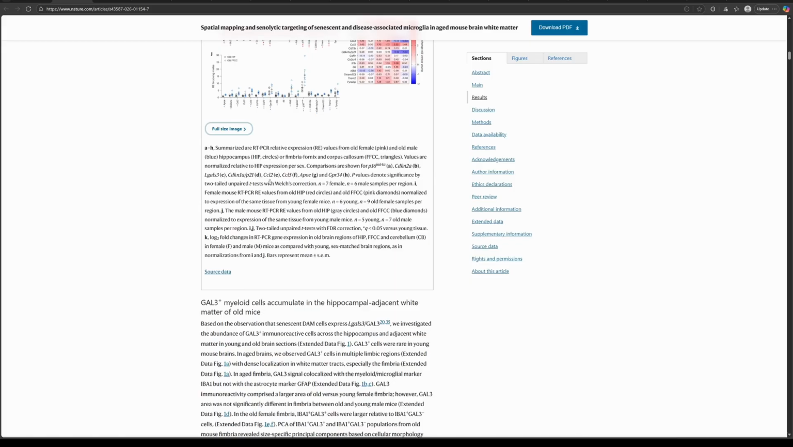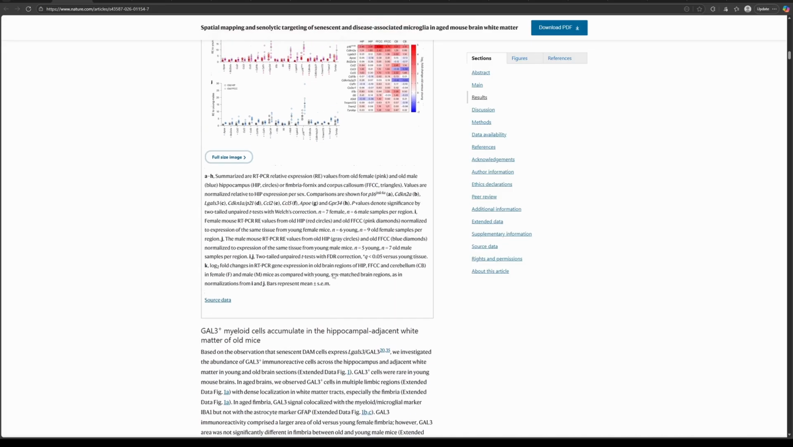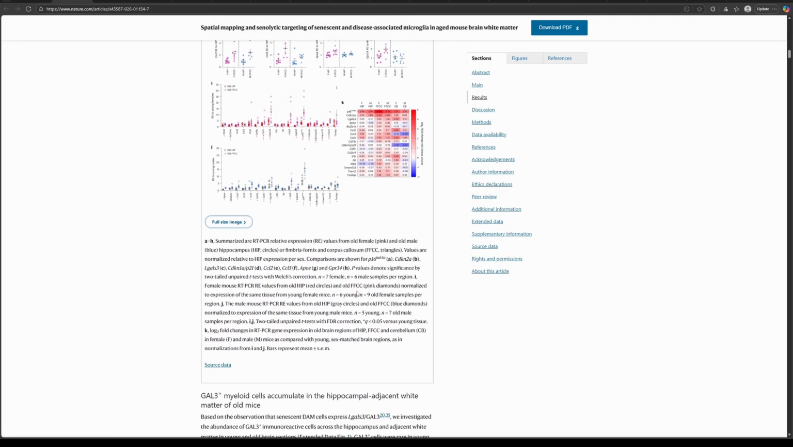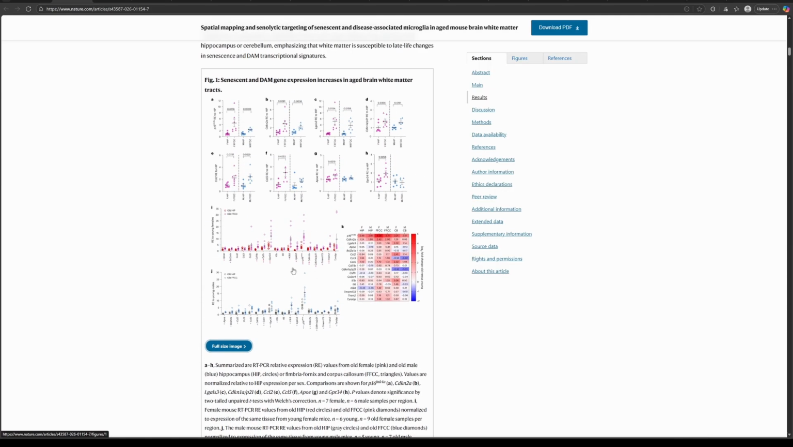P-values were significant. Okay. So they found there was a significant difference between the old and the young mice in terms of the expression of these disease-related genes.